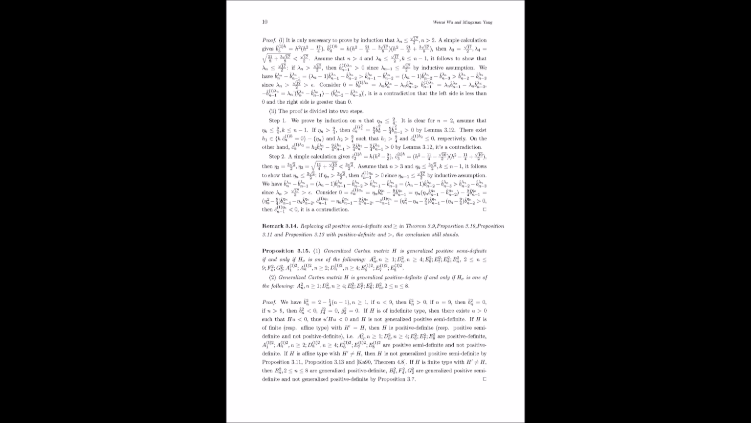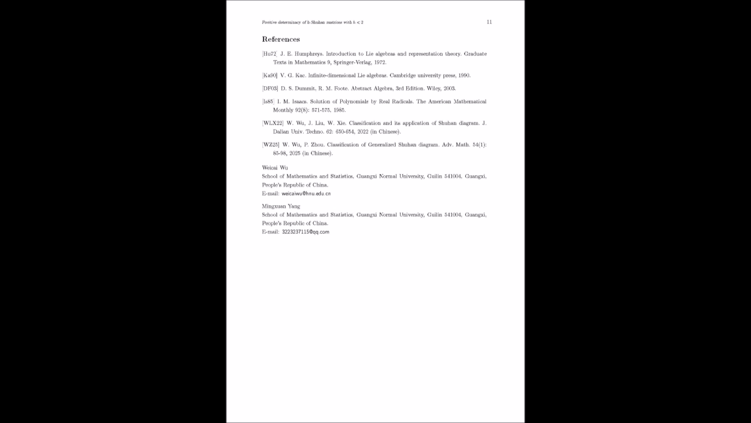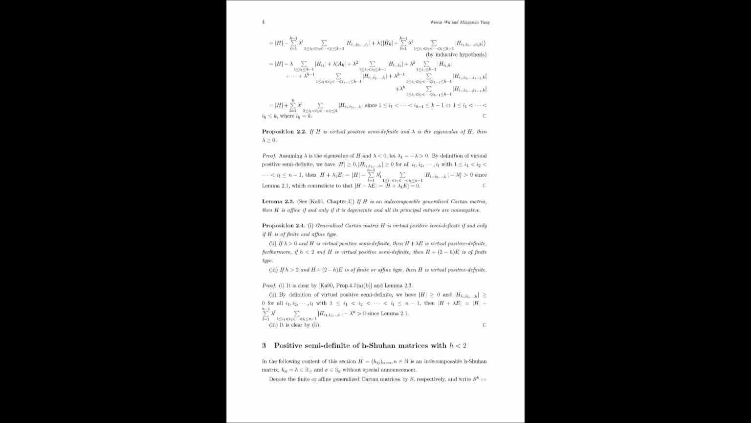The paper mentions other types of positive definiteness as well, like virtual positive semi-definiteness and generalized positive semi-definiteness. You're absolutely right. These are variations on the concept of positive definiteness. Virtual positive semi-definiteness refers to a slightly weaker condition where the determinants of certain submatrices are always non-negative. In simpler terms, it's like ensuring that all the building blocks of the matrix have a certain level of stability. And what about generalized positive semi-definiteness? How does that fit into the picture?